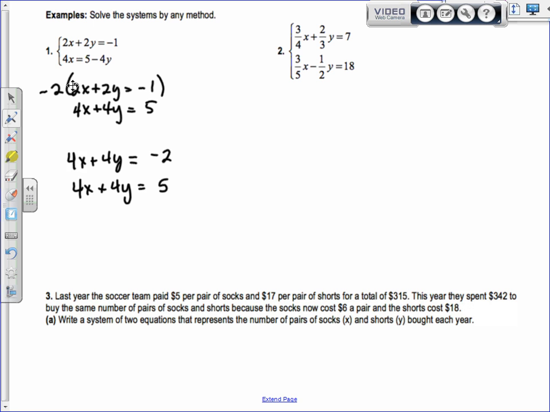So let's go ahead and do the method. So multiply by negative 2. So this would be a negative. Plus, so when you add straight down, they go away, and you get 0 equals 7. Okay, so that's no solution.